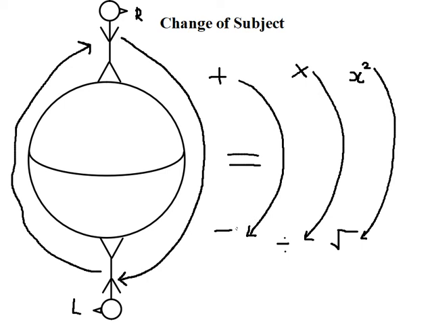And if it crosses back, if the negative goes back to the other side, it becomes positive. If the divide goes back, it becomes multiplication. And if the square goes back, the square root goes back, it becomes a square again. So if you understand that, then you are in a position to deal well with this topic of changing subjects.